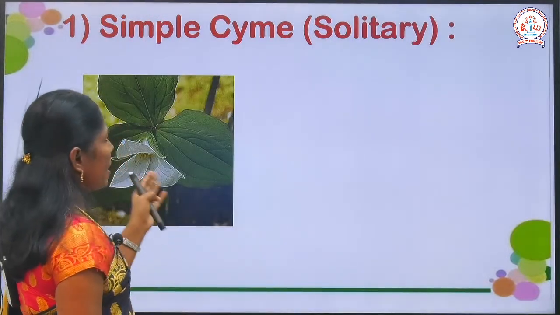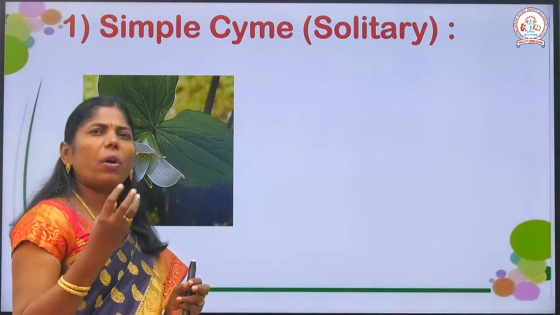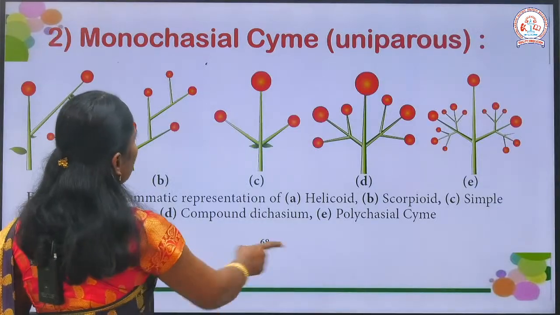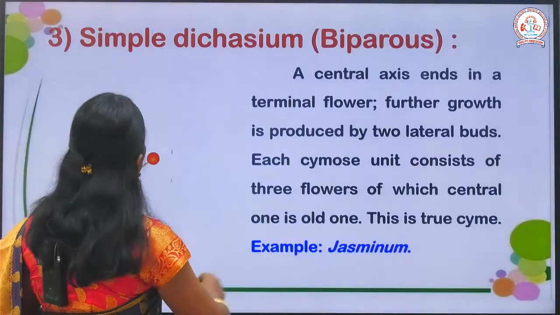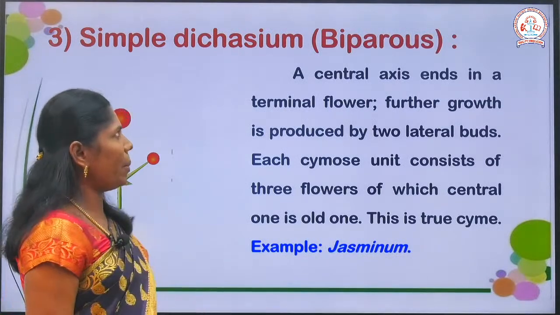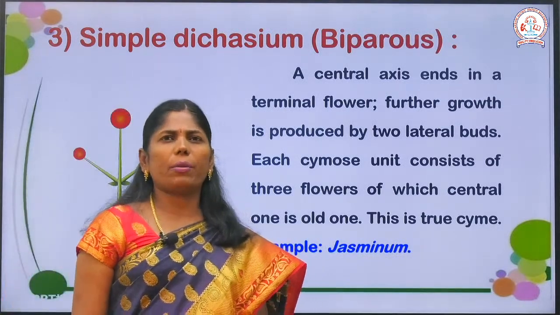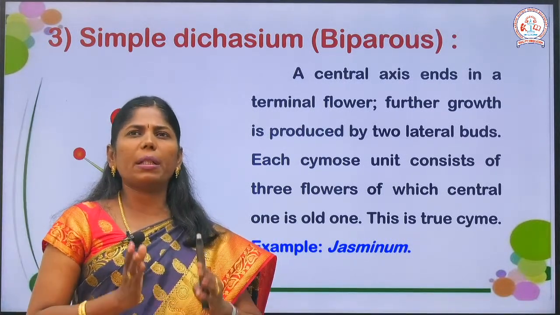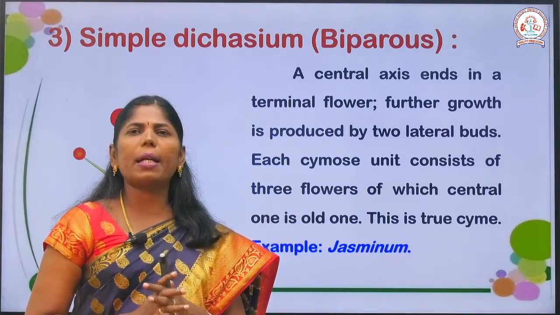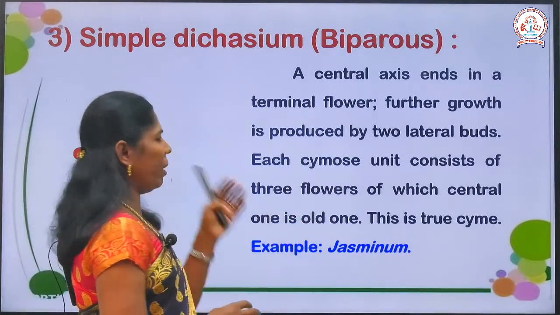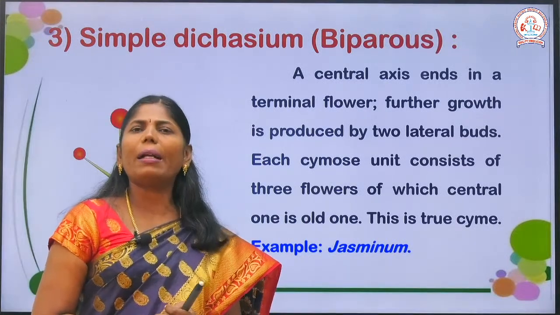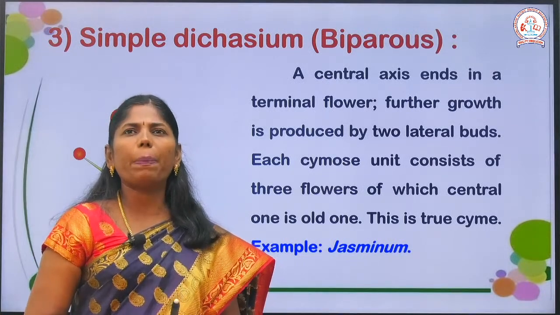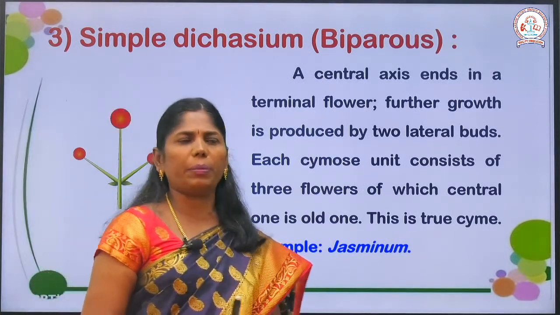Simple dichasium, I already said, has an older flower in the central region, and either side we can see the young flowers. So simple dichasium is otherwise called the biparous. Biparous means the central axis ends in a terminal flower, and it is produced by two lateral buds. So each cymose unit actually consists of three flowers. One is an older flower and either side has younger flowers. So this is a true cyme. Biparous is a true cyme. Jasminum is an example for that.